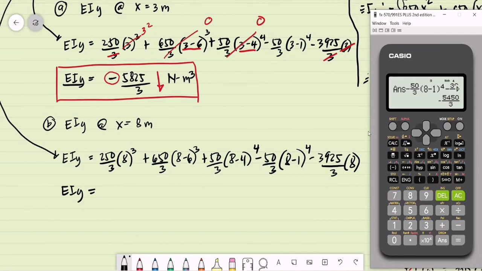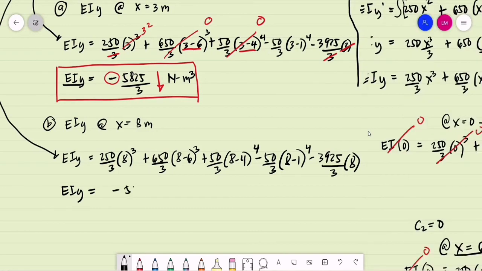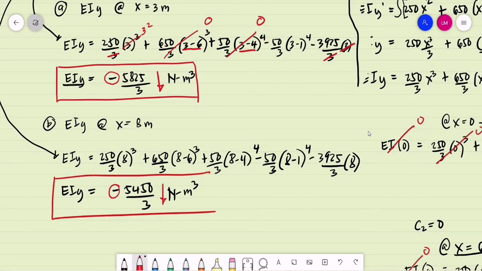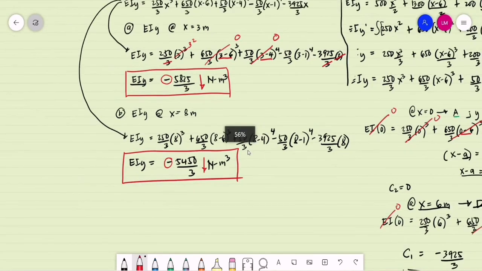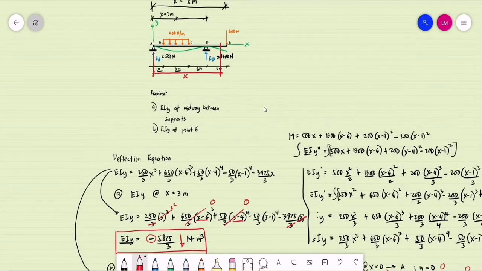So we have that as negative 5,450 over 3 Newton meter cube. So again, we have this negative sign, which means the deflection is downward. So this is our answer for letter B. This will be our solution based on the requirements for this example.